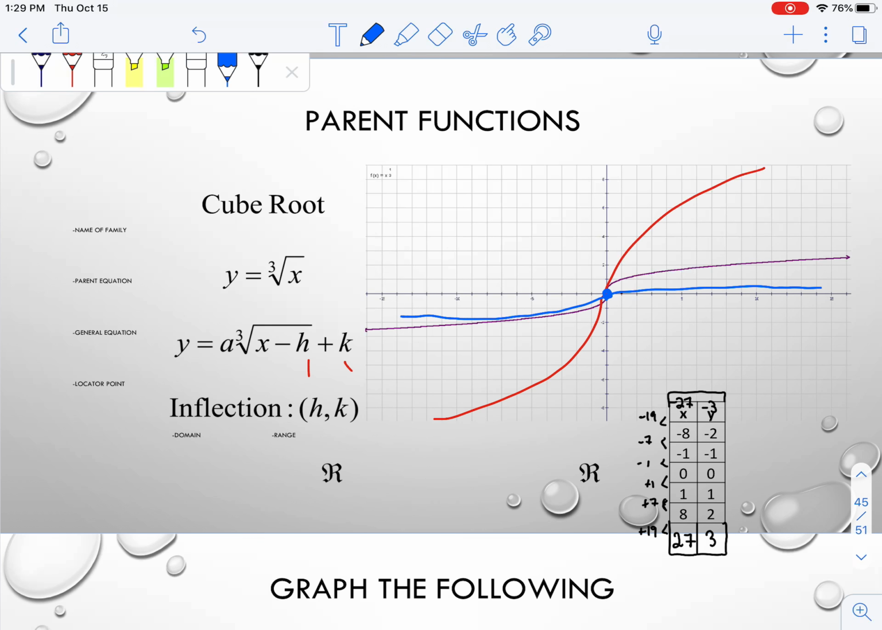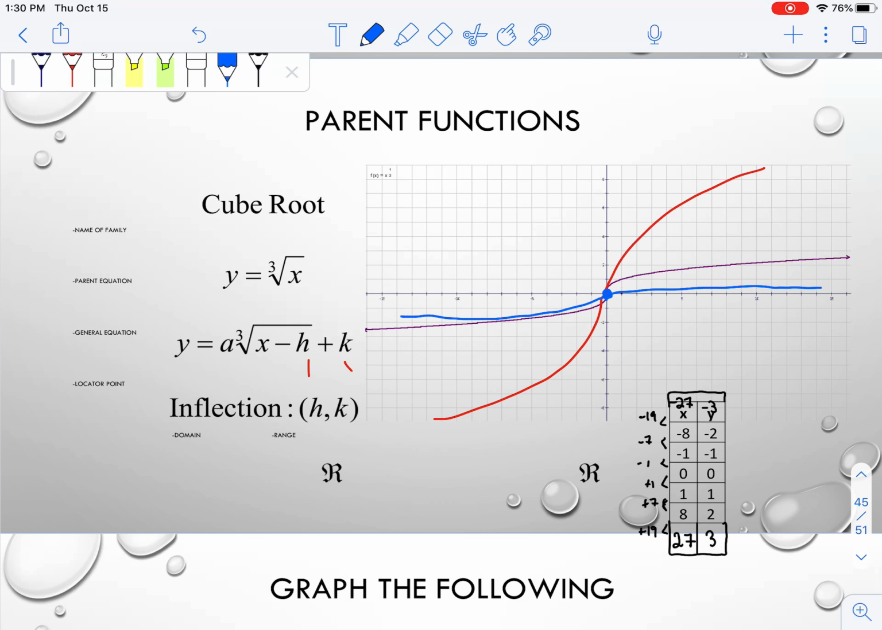Here, the domain and range is all real numbers, forever and ever left and right, and forever and ever up and down. Because you can cube root any number, we don't have that restriction of not being able to cube root a negative like we do with the square root.